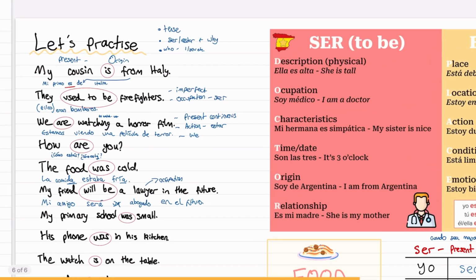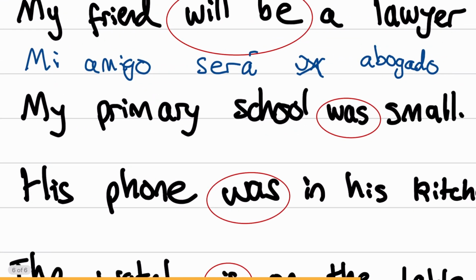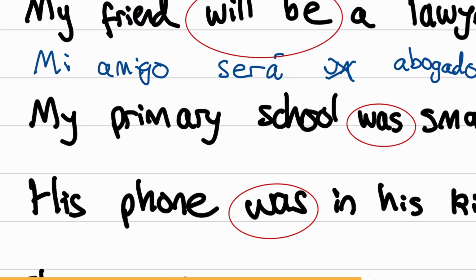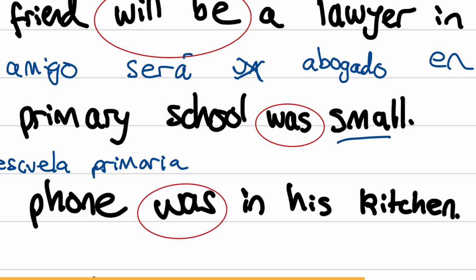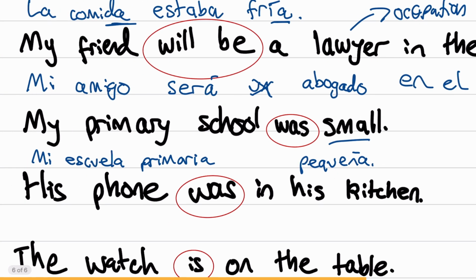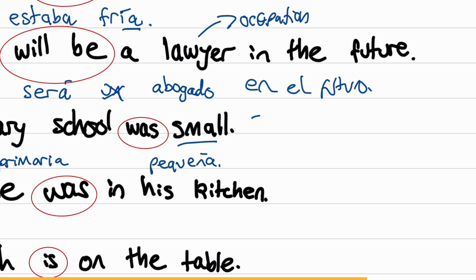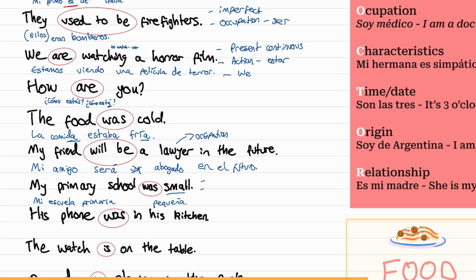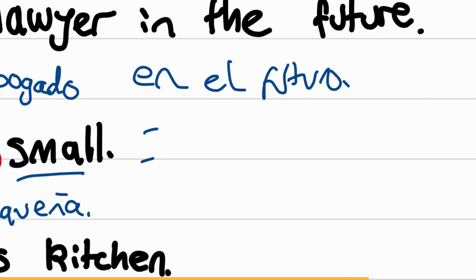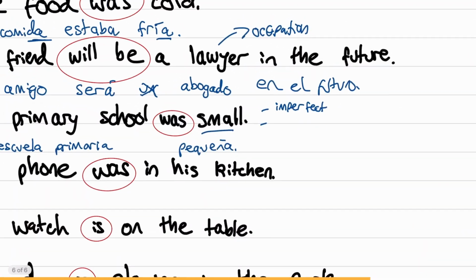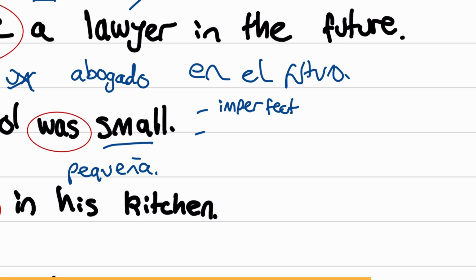Okay, nearly there. We're like halfway through with these examples. So my primary school was small. Mi escuela. How do we say primary though? Because escuela is just school. Mi escuela primaria. And let's ignore the words for a second. Small, pequeña. And pequeña, because it's escuela, it's feminine, la escuela. Now, we're thinking what tense this is. What tense is, my primary school was small? We're describing something in the past, always going to be the imperfect. It wasn't small for one day, it's been small for years and years, you know? So that's the imperfect tense. And then ser or estar, describing something, is a physical description of something, so ser.